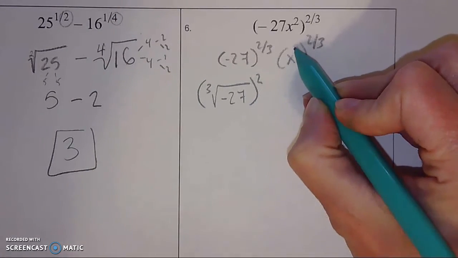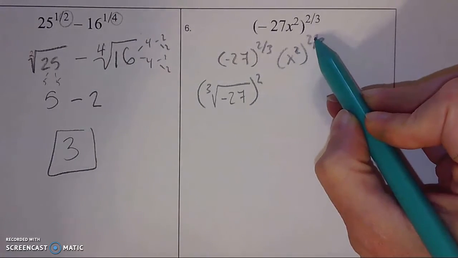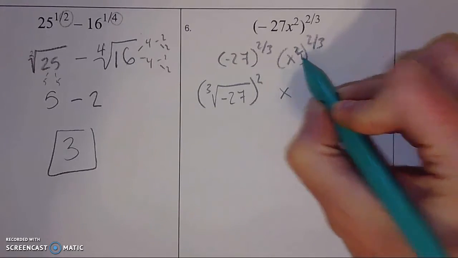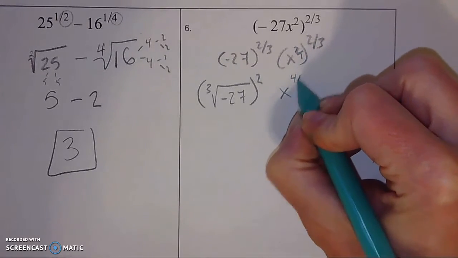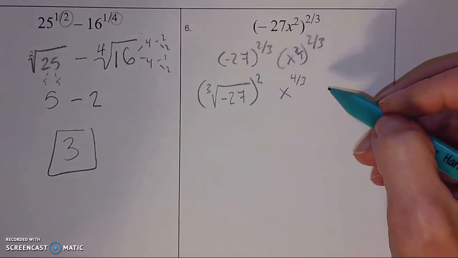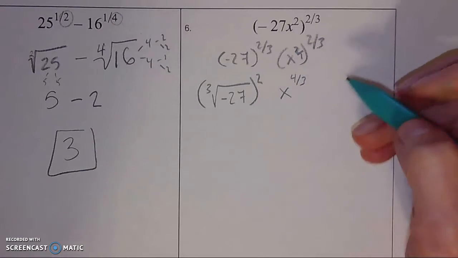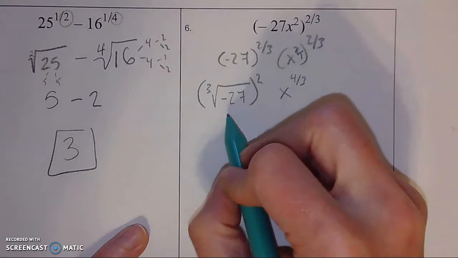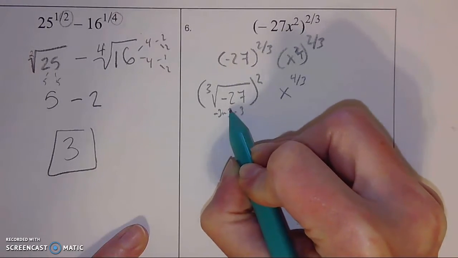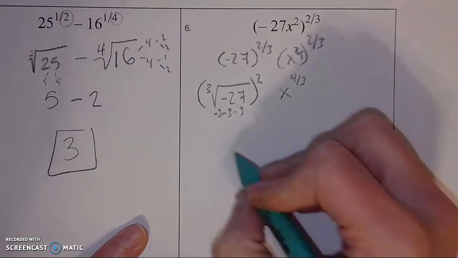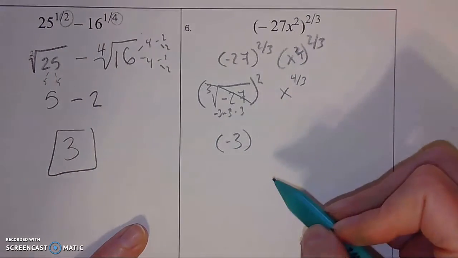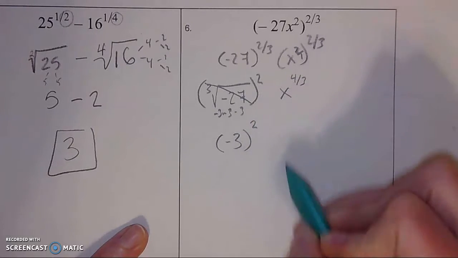Then over here, when you have power to a power, you multiply. So this is actually going to be x, and then 2 over 1 times 2 over 3 is 4/3. And there's a couple ways you could do this, but I think it's easier just to multiply so that you have a nice power. All right, well, the cube root of negative 27, that's negative 3 times negative 3 times negative 3. So the cube root of negative 27 is negative 3. So this entire answer becomes negative 3, but it's still going to be squared.